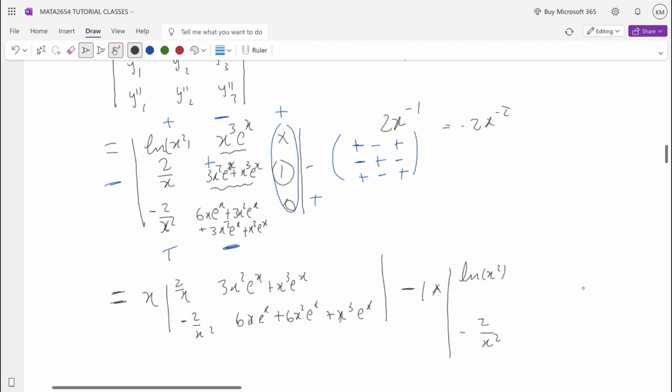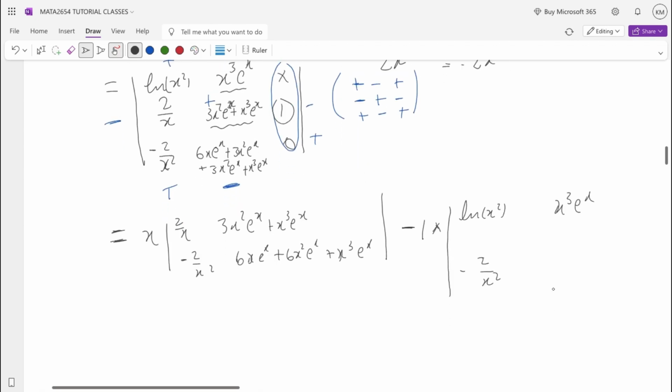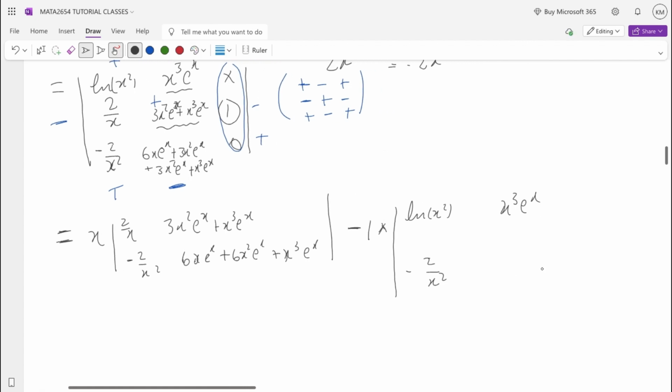Then the other one, x to the third e to the x. Then on the last entry, what am I going to have? I'm going to have 6x e to the x plus 6x squared e to the x plus x cubed e to the x.